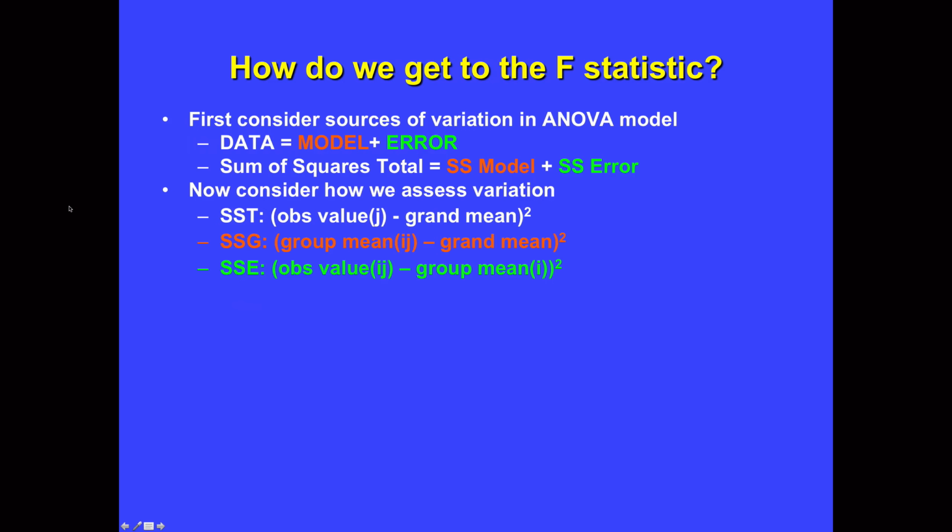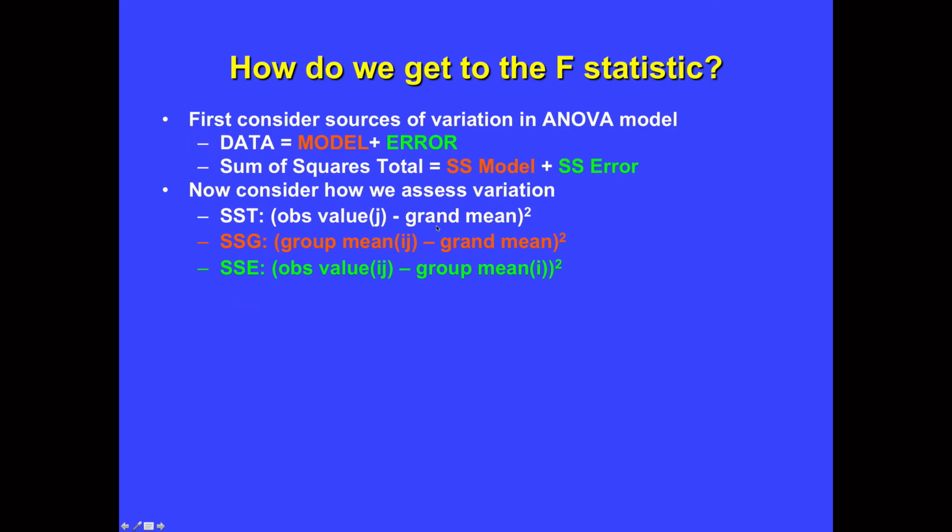How do we actually calculate the overall variation and then the components based on the model and the error? The calculations are pretty straightforward. The sum of squares total in your model is simply going to be equal to the sum of the squared differences between each observed value and the grand mean.